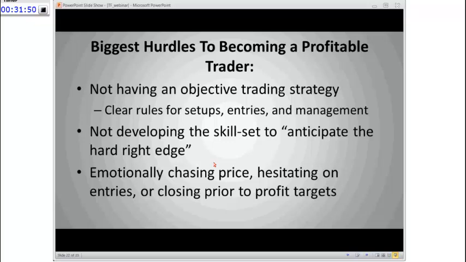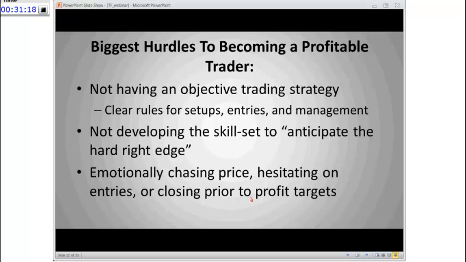There's just so many great tools out there, but I think it's really important to take time to develop that skill. And then the third thing is emotionally chasing price, hesitating on entries, or closing prior to profit targets. Now, I actually surveyed about 15,000 traders, and I asked, what are the two biggest problems that you have in your trading? The things that consistently come up are hesitating on entries, basically not knowing when to pull the trigger, and then number two, closing prior to their profit targets.